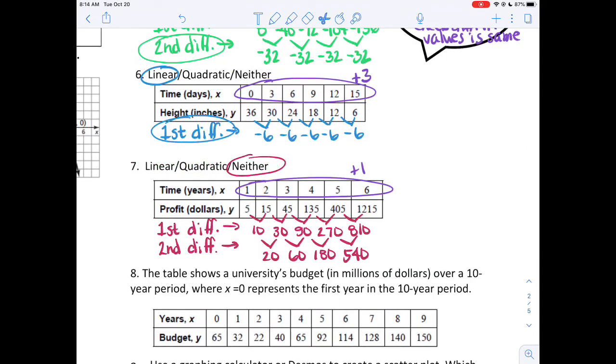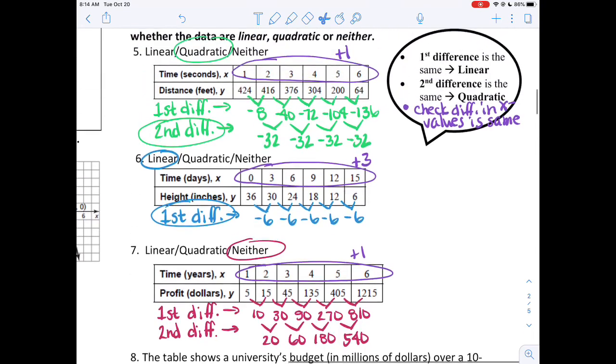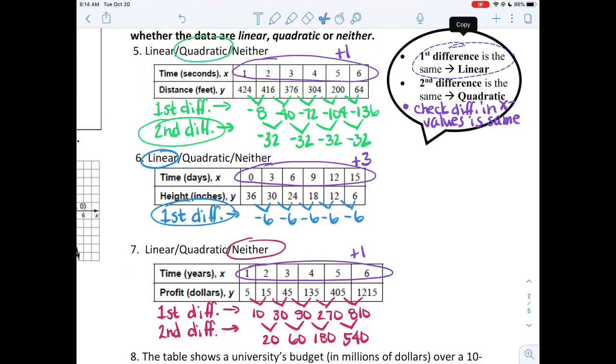Okay, example number 6. You should have noticed that each of these values in the x are going up by 3 at a time, so we do have that increase that's the same each time. So we can do this method. Our first differences came out to be negative 6 across the board, and if the first difference is the same, we are linear, so you should have chosen linear for this one.